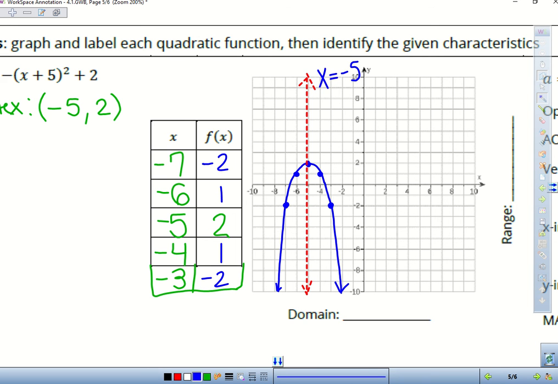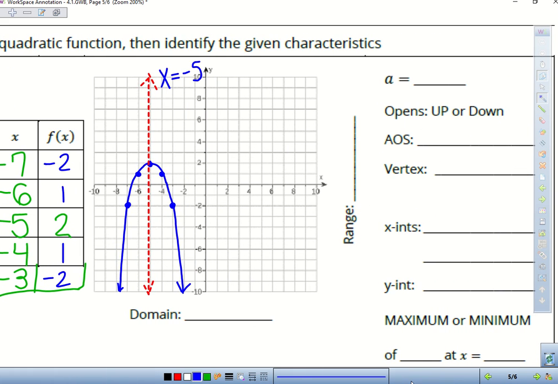So that's going to be x = -5. And now we're going to identify domain and range. The domain for any quadratic is what? (-∞, ∞). Good. And the range for this one? (-∞, 2]. Good. And remember, we use the square bracket, the one with the hard edges, when we're dealing with the endpoint.